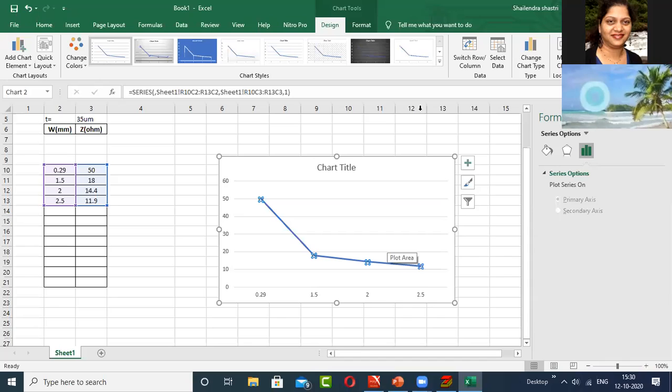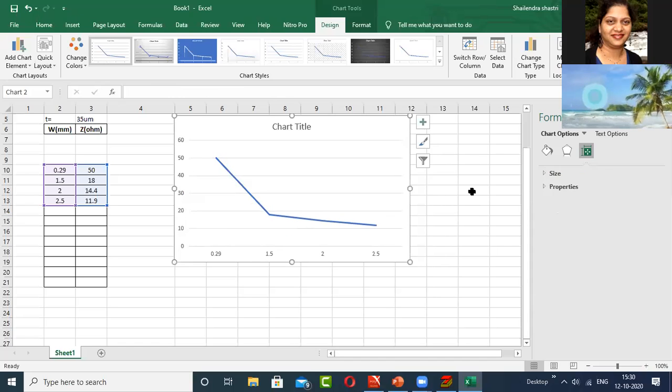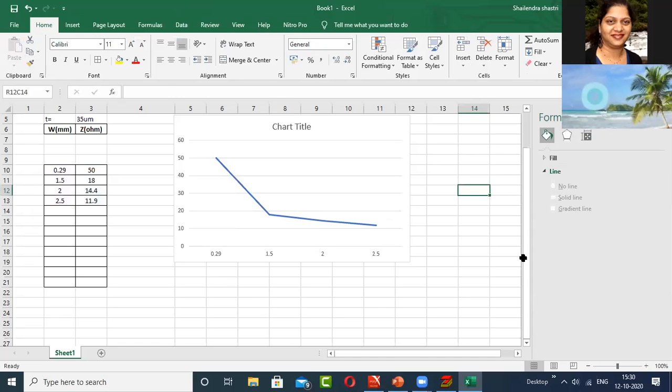But the issue is whether the width of the main conductor for the same impedance is going to be different for a different transmission line. Otherwise, the behavior of the graph is going to remain the same. That is width versus characteristic impedance. So this one graph is required. That is a must. Then we'll go for the other parameter.